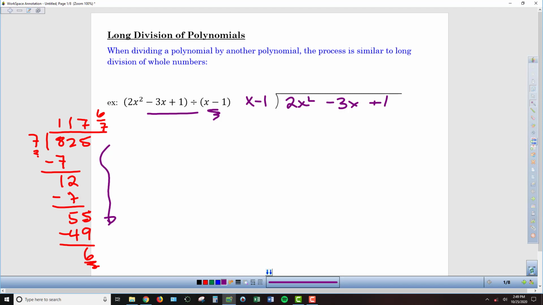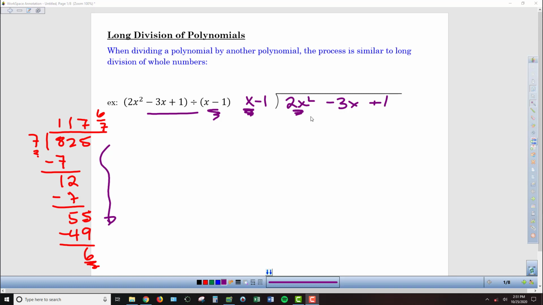Our first step is to say, what do I have to multiply x by? And I'm just going to ignore the minus 1, it's just going to be along for the ride. But what do I have to multiply x by to make 2x squared? So hopefully we can see that's going to be 2x. X times 2x would equal 2x squared.